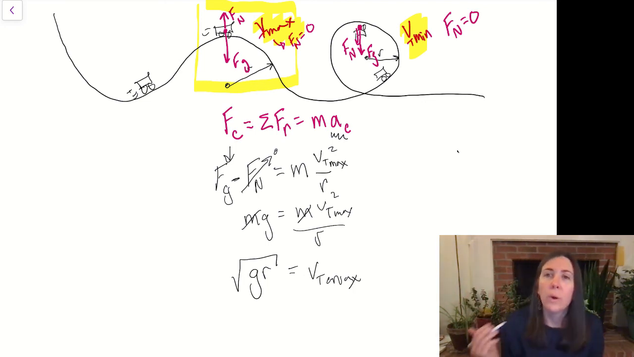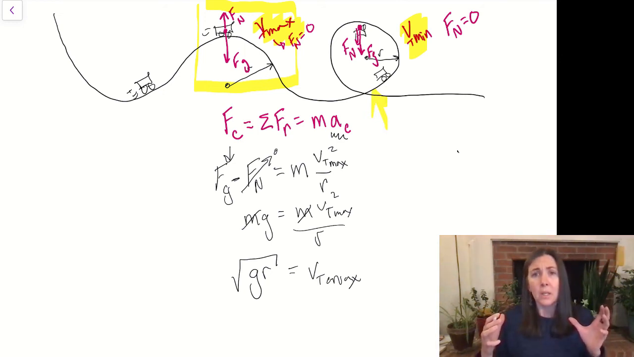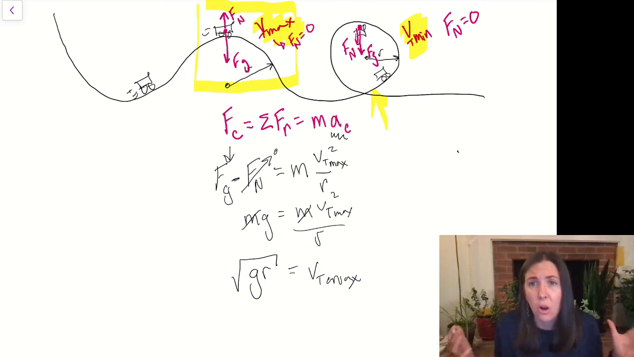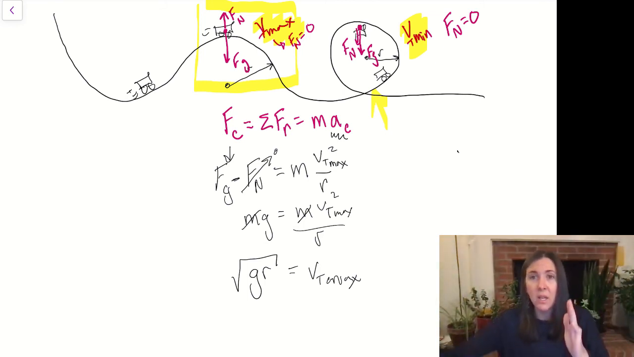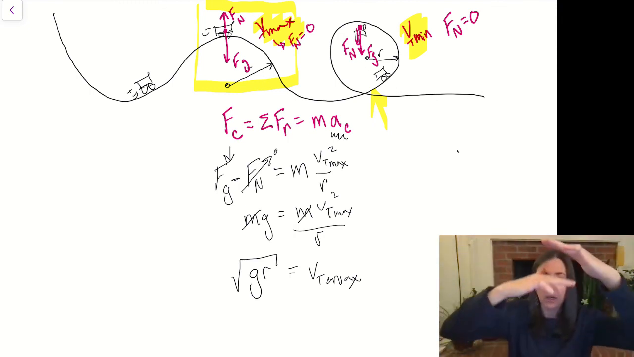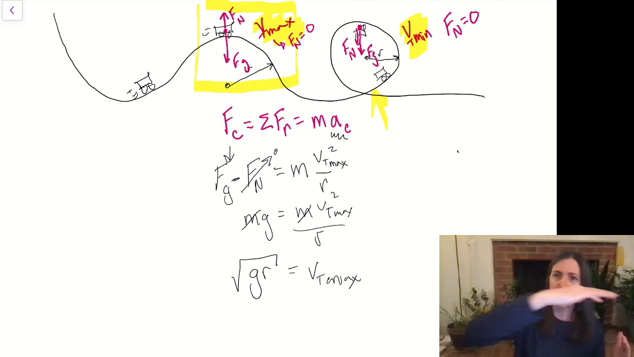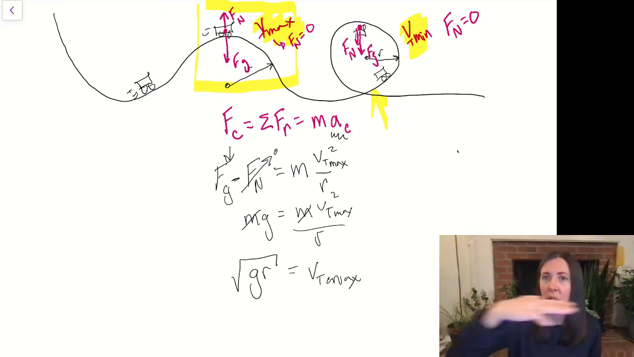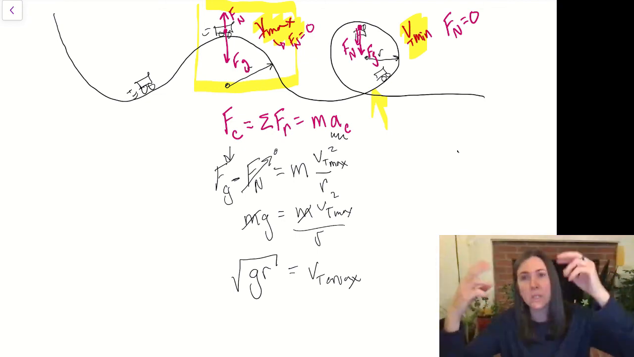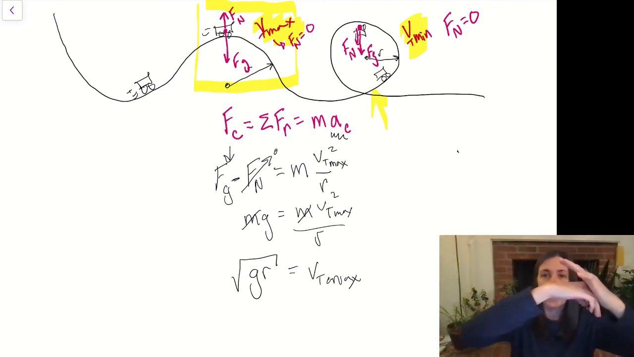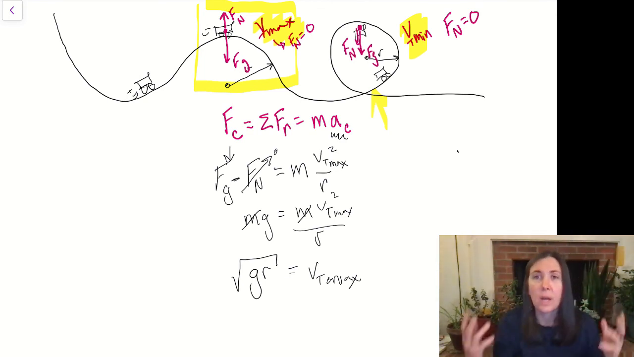Where students have trouble with loop-the-loops is, what's keeping the car on the road? Why doesn't it just fall to the ground? And that's because the car is moving. This car is moving around the circle, and it wants to go in a straight line because that's the direction that it's traveling very fast in. And so the forces that it feels from the track are bending it into the circle. That's why we have circular motion here.